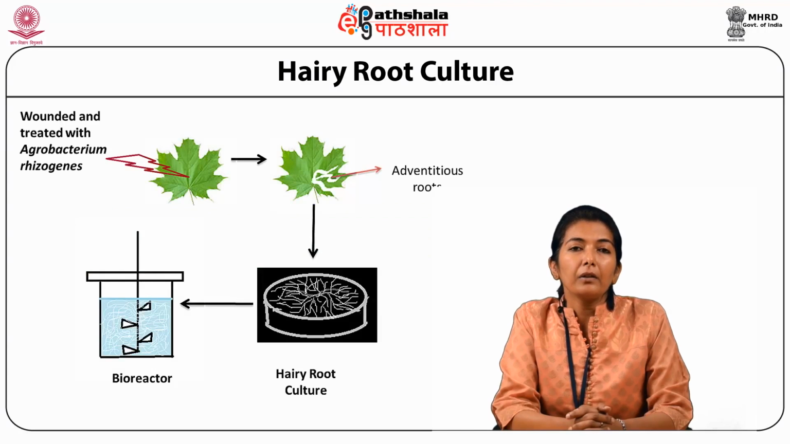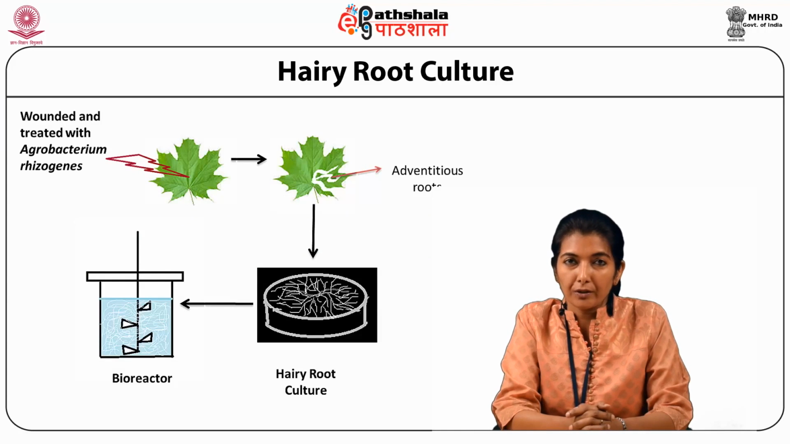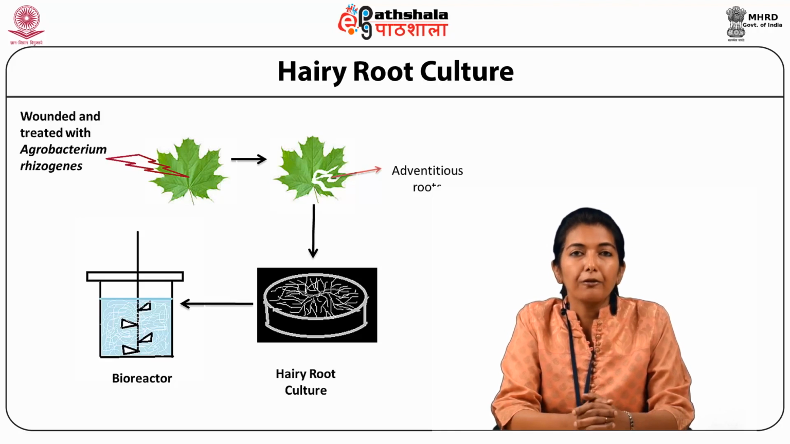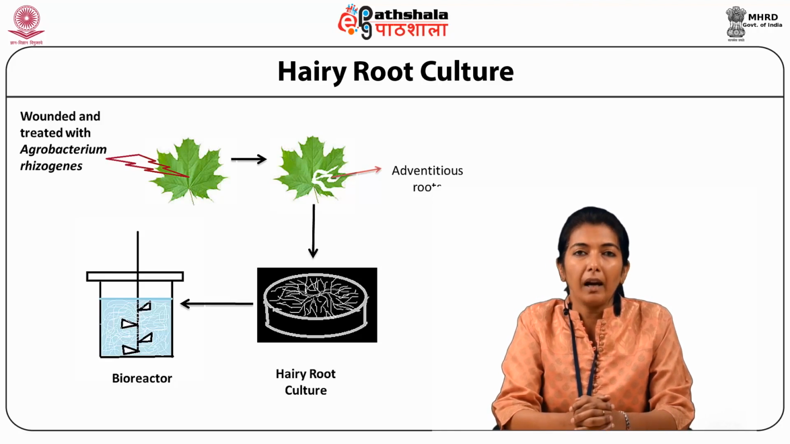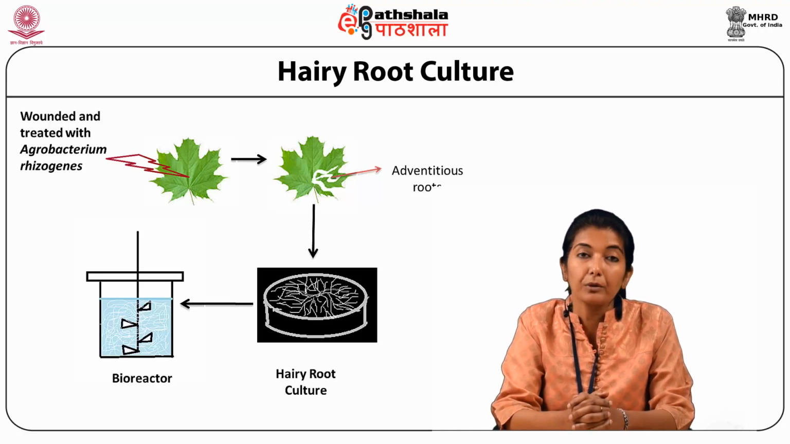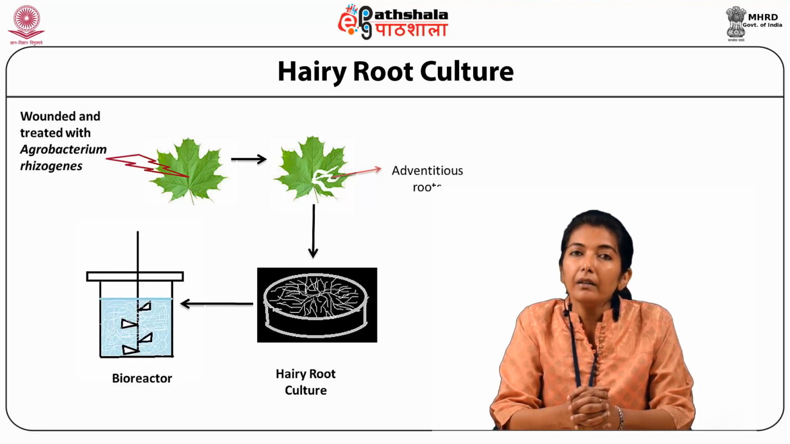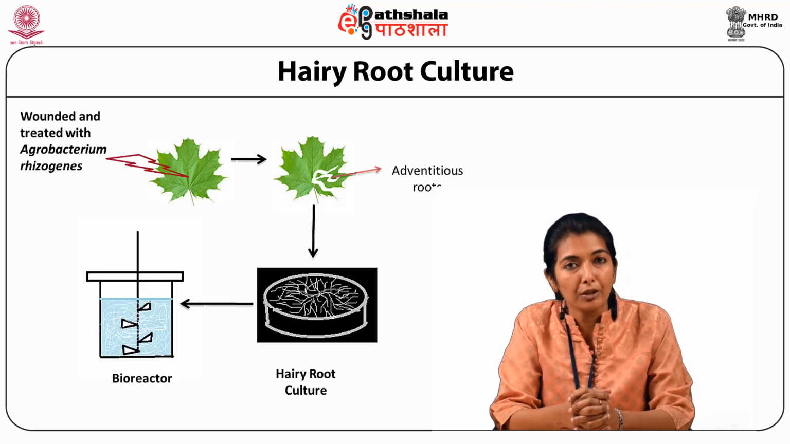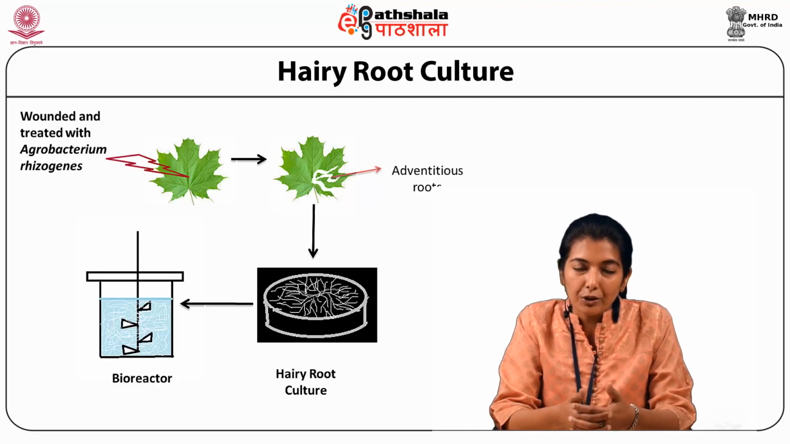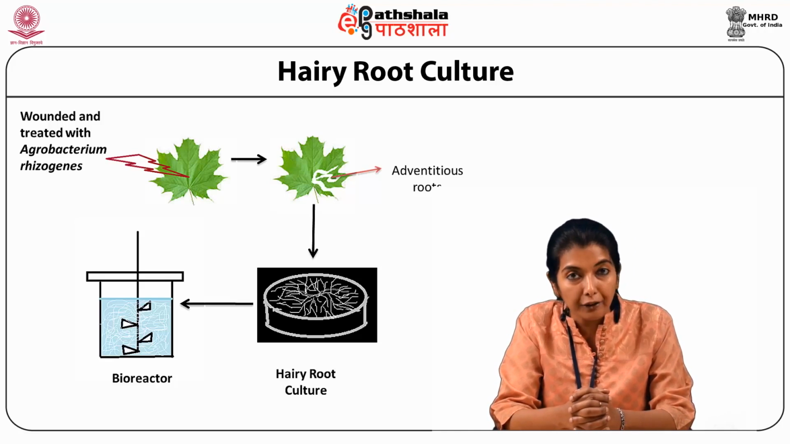Now students, we are going to discuss the method for raising hairy root cultures. First of all, we take a plant tissue from a genotype which we have already analyzed and found to produce high secondary metabolite. We take a tissue from that particular plant, sterilize it, induce some wounds, and co-culture it with Agrobacterium rhizogenes. Agrobacterium rhizogenes is a bacterium which is used to induce adventitious roots from a tissue which does not have root initials. So it can induce roots from any kind of tissue.